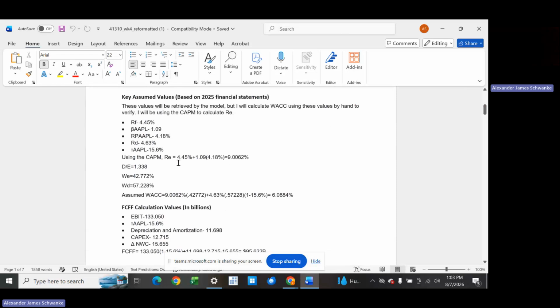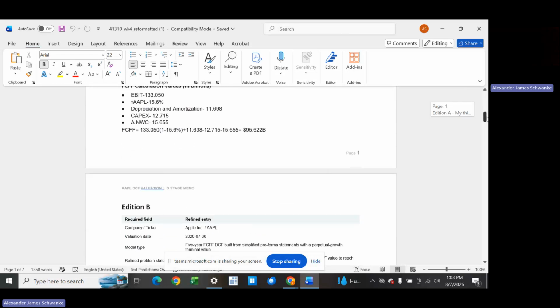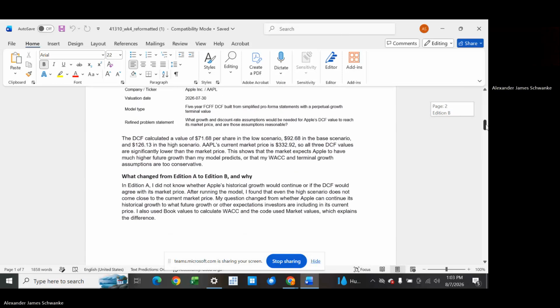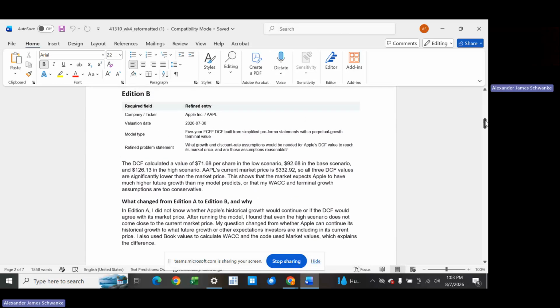I used the capex to find the return on equity. Then after that, that was everything I used to calculate the weighted average cost of capital. I used the market value, which was 8.91%, compared to the book value, which was 6.08%.